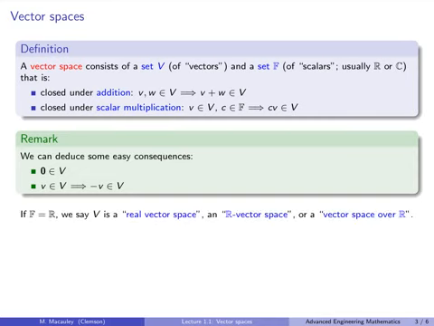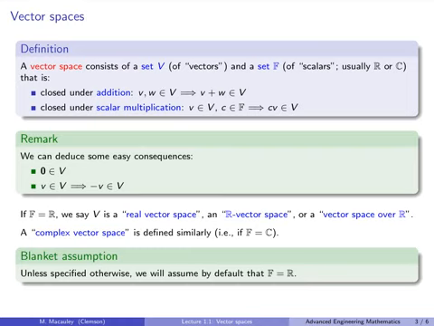If our field is the real numbers, then we say that V is a real vector space, an R vector space, or a vector space over R. A complex vector space is defined similarly, and then we say it's a C vector space or a vector space over C, or over the complex numbers. A blanket assumption in this class is that, unless specified otherwise, you can always assume that by default our field is the set of real numbers. There will be times when we do want to specify that it's the complex numbers, but it usually should be clear from the context.